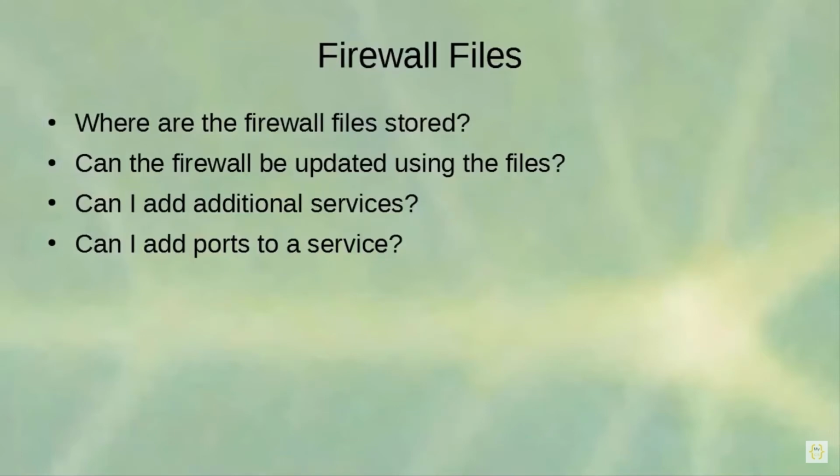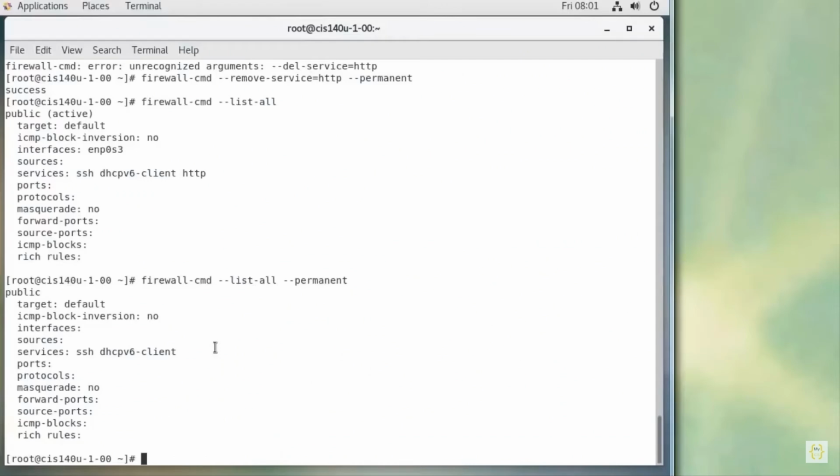And that is services. Let's look at ports and then we'll be done. So I'll add over here. Let's say I want to add port 123. What is it? I don't know, but we'll add it anyway. So we did firewall-cmd --add-service=something to add a service. And if you want to do a specific port, you can do add-port.